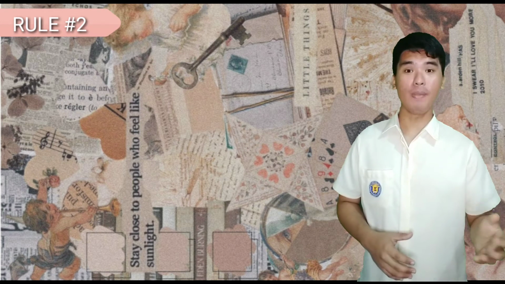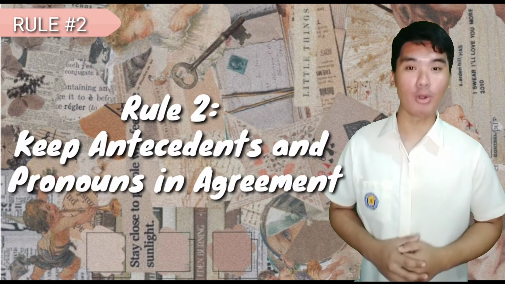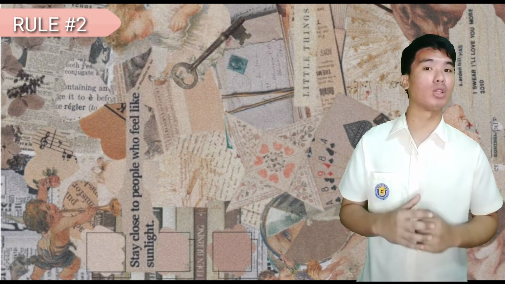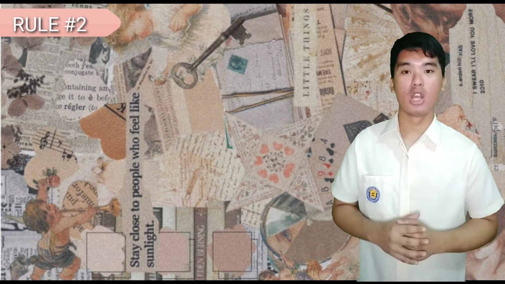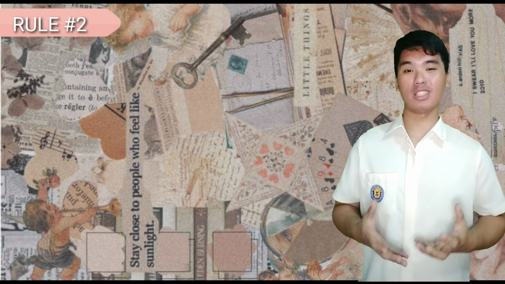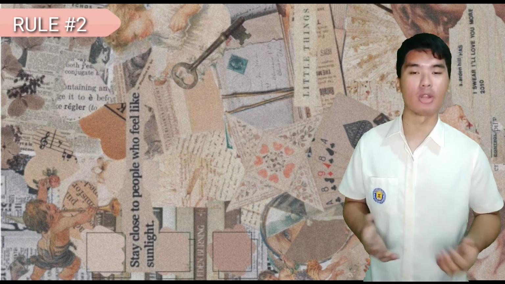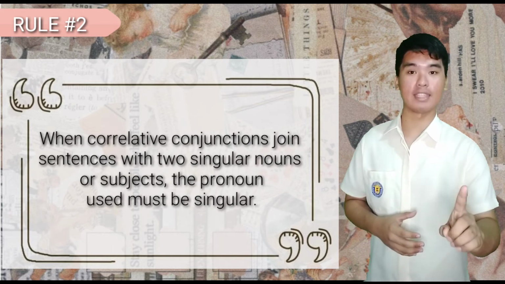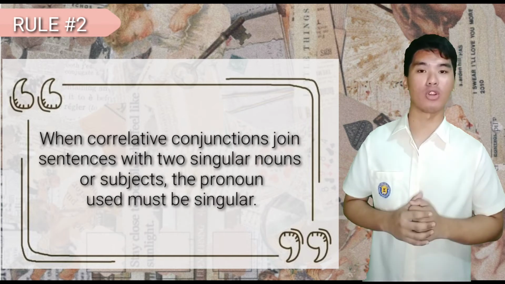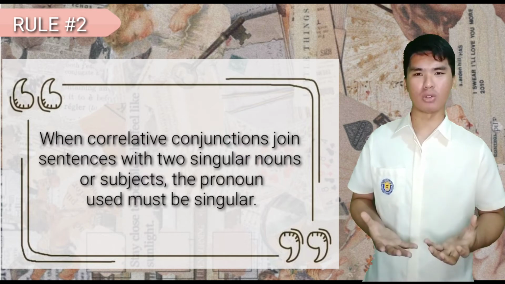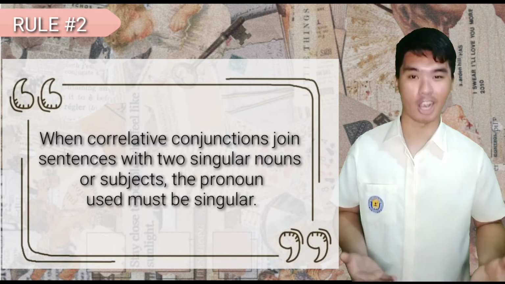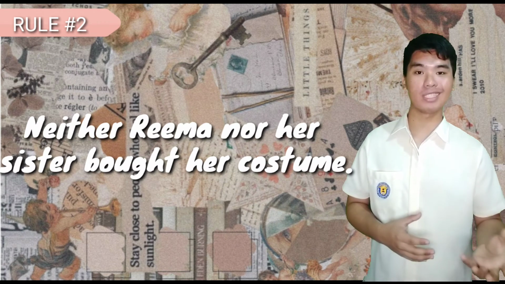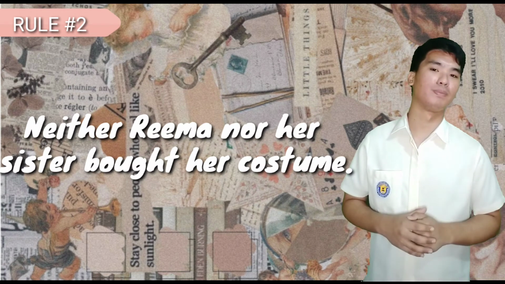For our second rule, we have to keep the antecedents and pronouns in agreement. Pronoun agreement is also an important element while using correlative conjunctions. The rules with pronouns are very similar to those of subject-verb agreement. When correlative conjunctions join sentences with two singular pronouns or nouns, the pronoun used must be singular. Example, neither Reima nor her sister brought her costume.